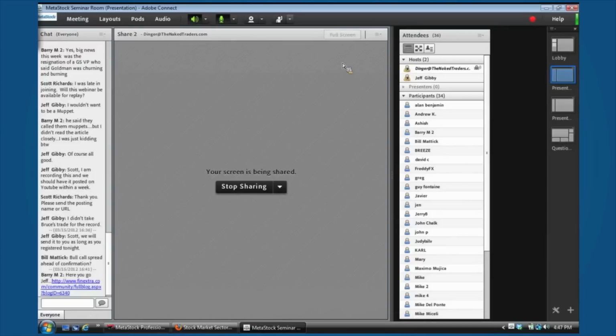Let me share something with you real quick. Give me one quick second here. What I want to bring up is another chart for you. Just give me one quick second.